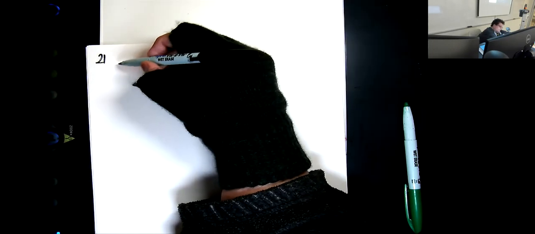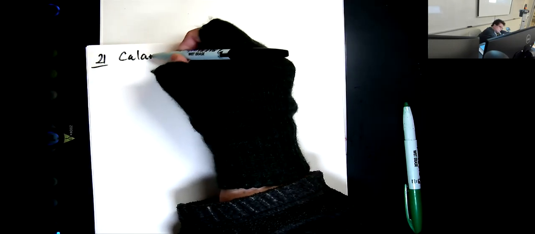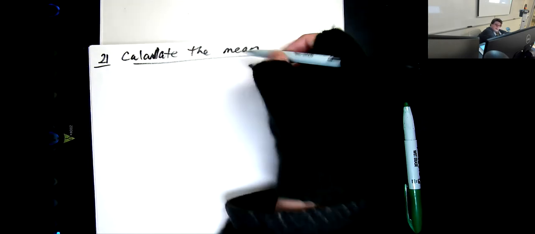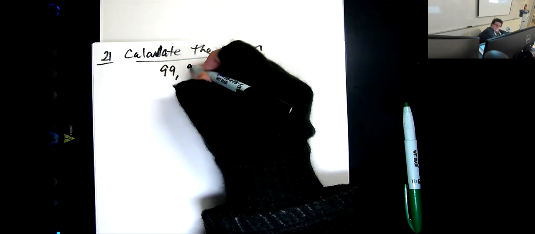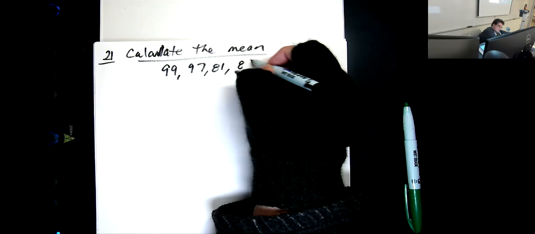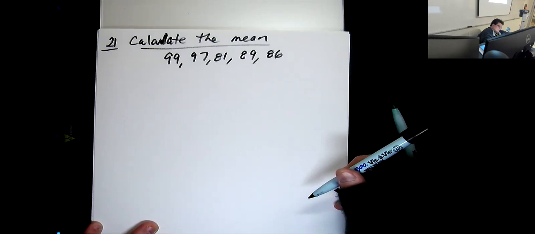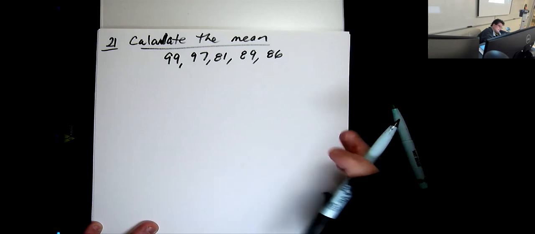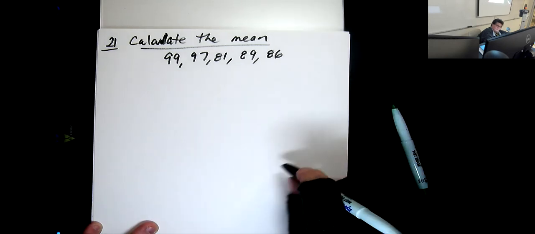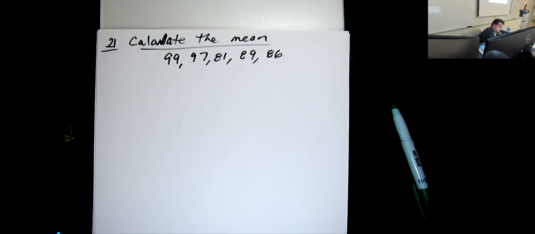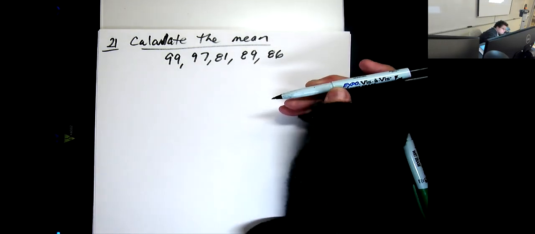All right. 21. Calculate the mean. And we've got 99, 97, 81, 89, and 86. There's mean, median, mode.